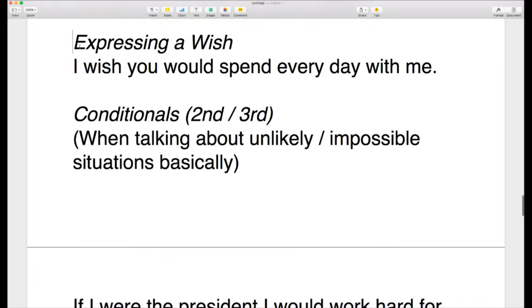The next way that we can use the word would is to express a wish. Basically, if you use the word wish, then you're likely to use the word would. So I wish you would spend every day with me. Or you could say to someone, I wish you would be quiet.